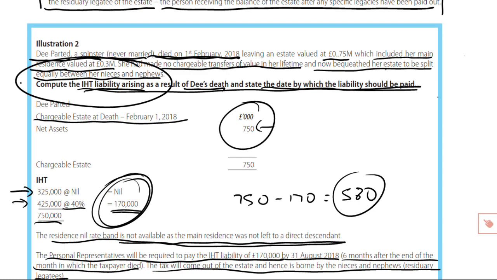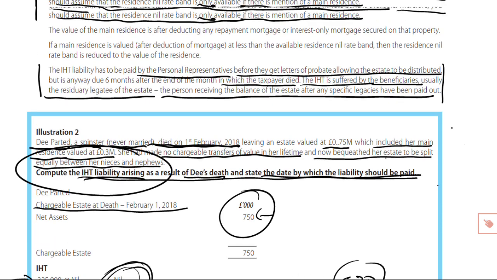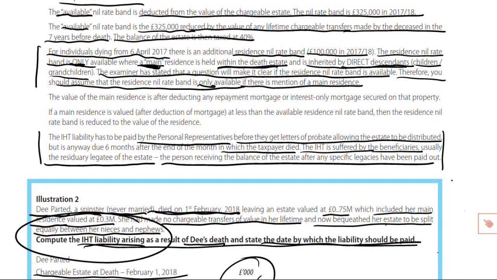Only children and grandchildren are the direct descendants, and it is only where such a property is in the death estate and is left, bequeathed as we say, to the children or grandchildren, only under those circumstances is this residence nil rate band available, this extra £100,000 deduction from the value of that property. Now the value of the main residence is after deducting any repayment mortgage or interest only mortgage. Remember, we do not deduct any endowment mortgages there. Again, something we mentioned at the end of our first session together.